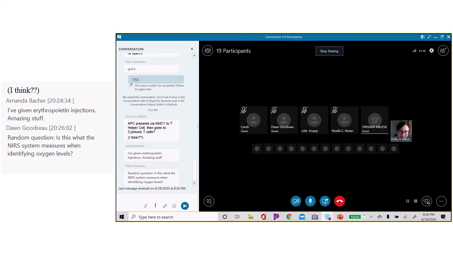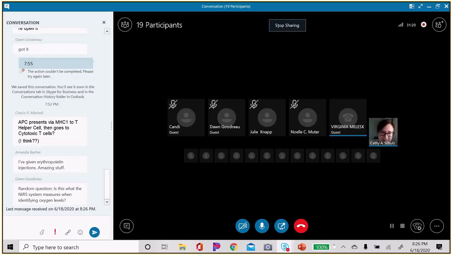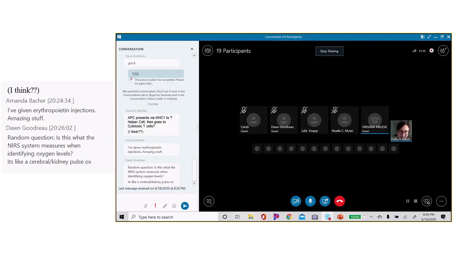Is this what the NIRS system measures when identifying oxygen level? I'm sorry, I don't know what an NIRS is unless I just know it by something else. Can you tell me what that stands for? Oh, is this like a baby thing?